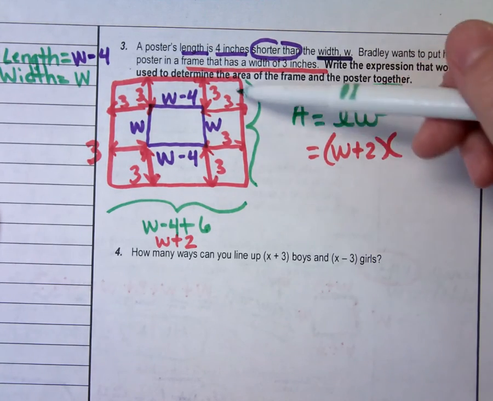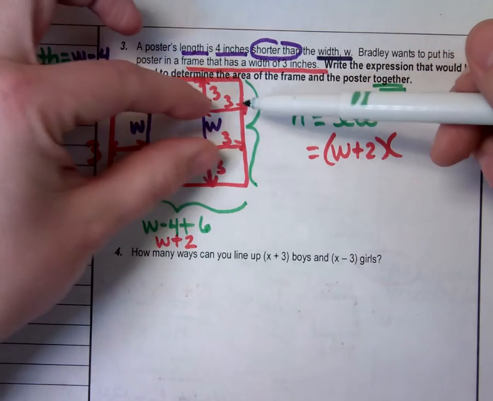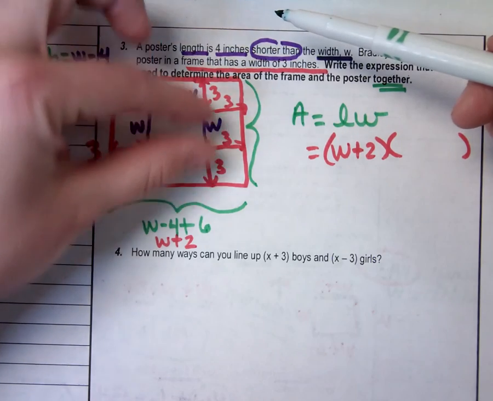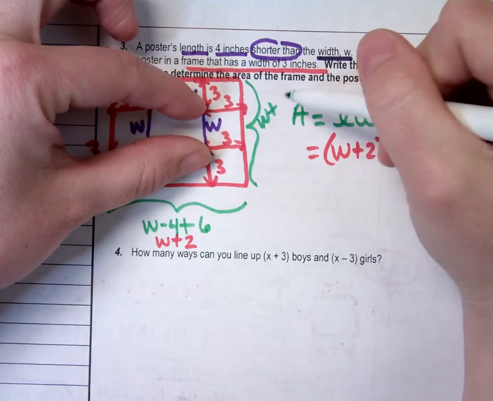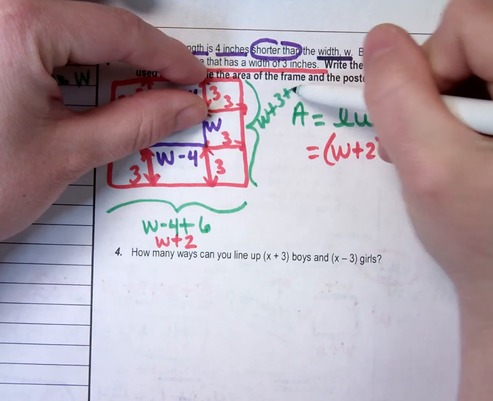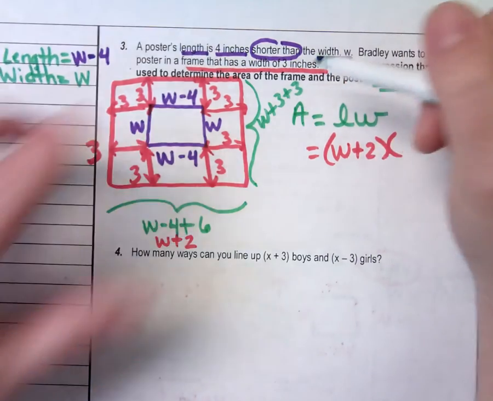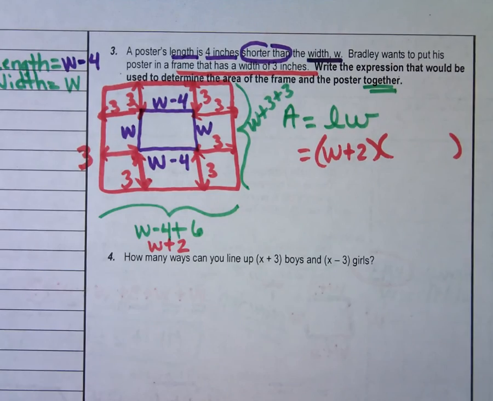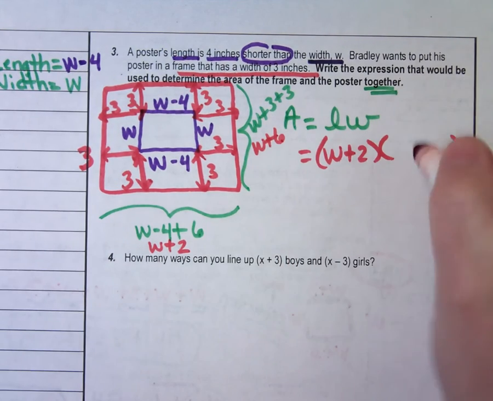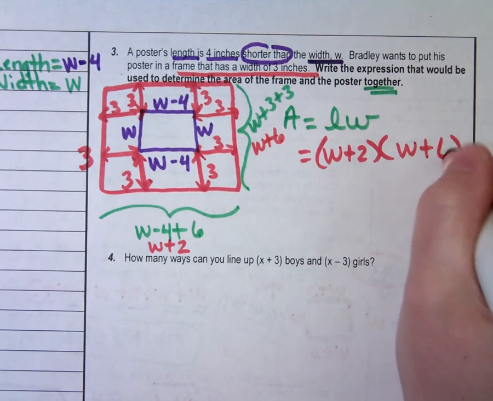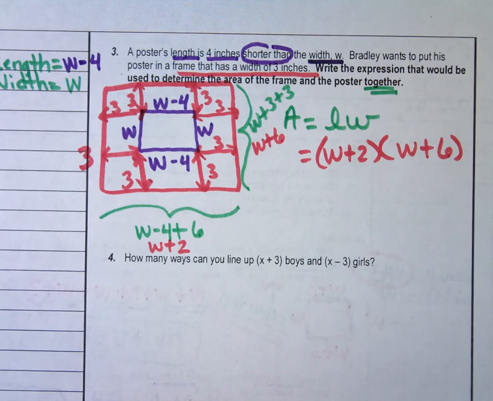Okay, my width is all the way from here to here. I know this piece is W. That's a 3, and that's a 3. So I've got my W, plus I've got that 3, plus I've got the other 3. And what do you get if you simplify that? W plus 6. Okay, and that's my width. And now I need to multiply these together.